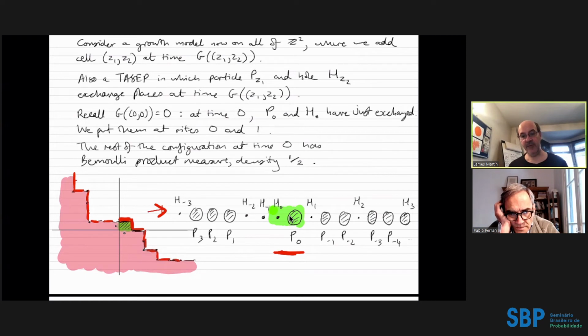And then if I let time move from 0 onwards, so I now let time increase, on the right we're going to see these particles and these holes exchanging places with each other. And then in this picture, we're going to see new cells being added one by one as the particles move around. Okay, so our growth model is going to evolve and our TASEP is going to evolve, and we've coupled those things together.